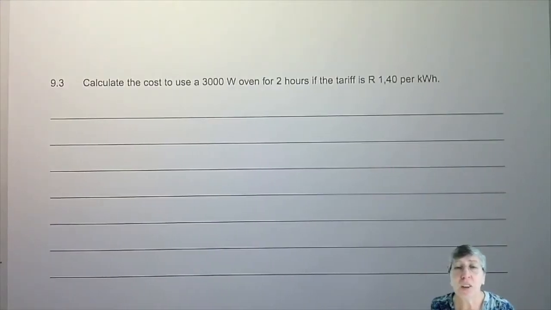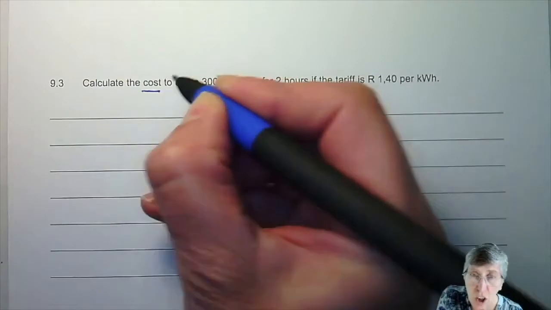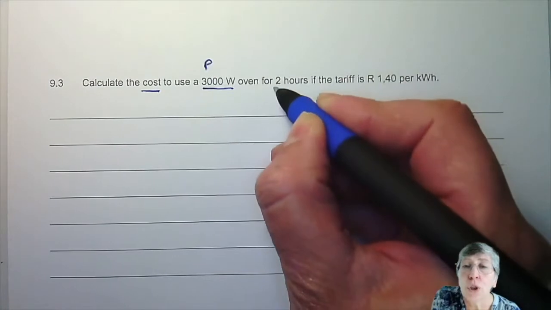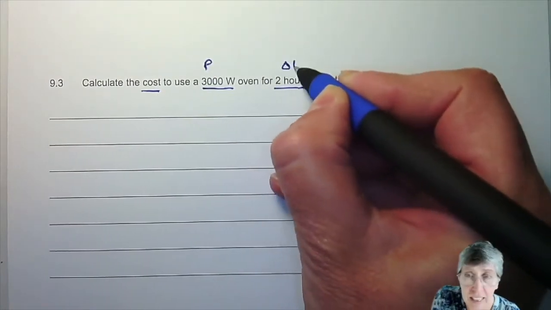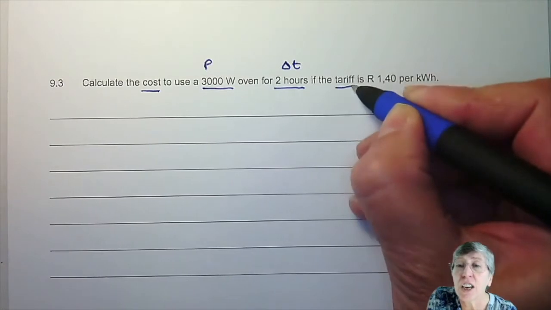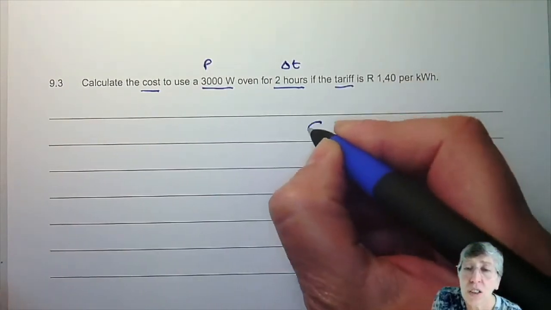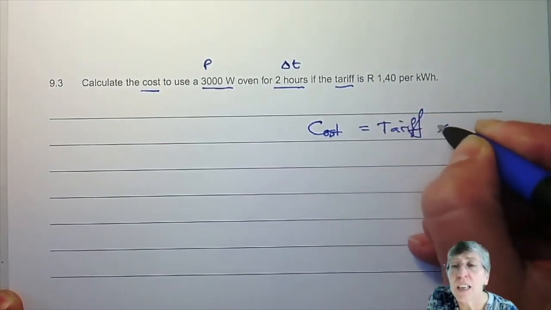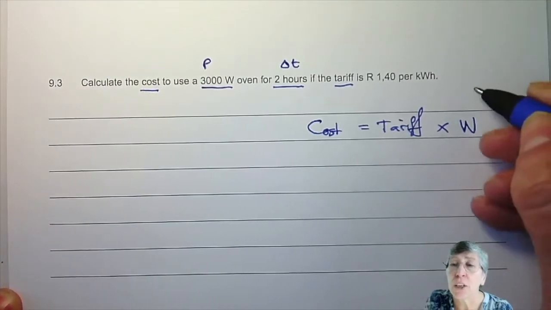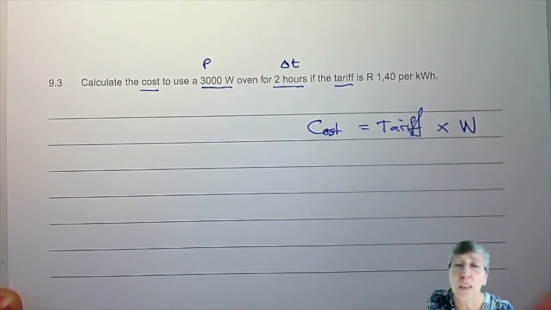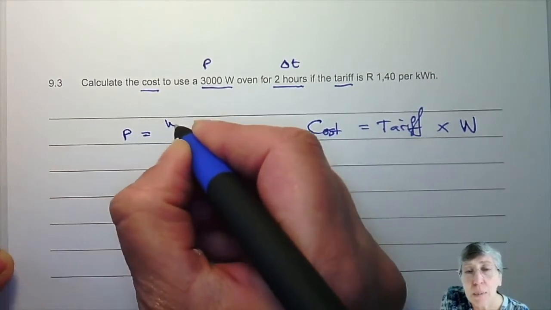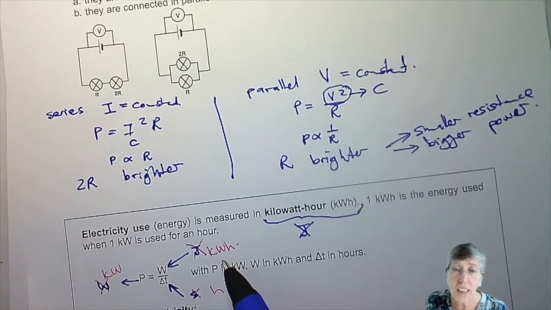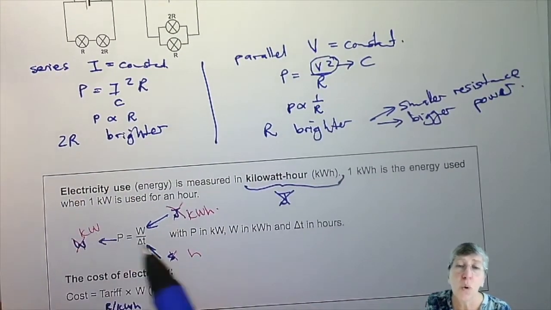Right, let's do 2 examples of this. The first one is calculate the cost to use 3000 watts. They're giving us power for 2 hours. They're giving us delta T, and they're giving us the tariff. Now remember, cost is just tariff times the energy used, but you need that in kilowatt hours. So I'm going to work with P equals W over delta T, and remember, since I'm working towards kilowatt hours, I'm going to put this in kilowatt and hours.